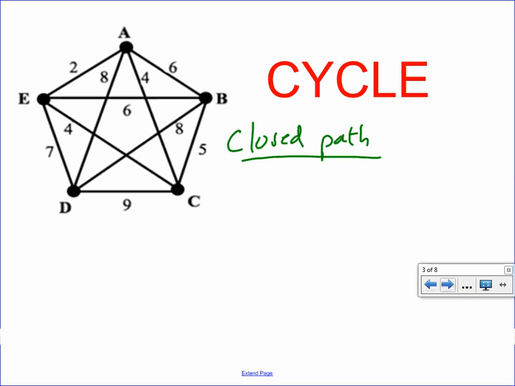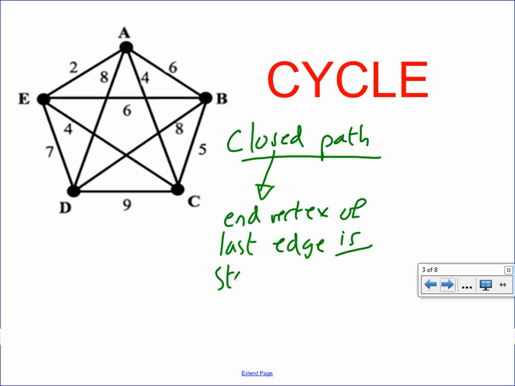So what the closed bit means is that the end vertex of the last edge is the start vertex of the first edge. So it still has to be a path. But the end vertex of the last edge is the start vertex of the first edge. So do you want to stick a path on there? Not a path, a closed path. Yeah, perfect. Closed path.